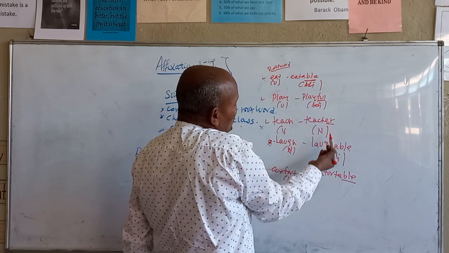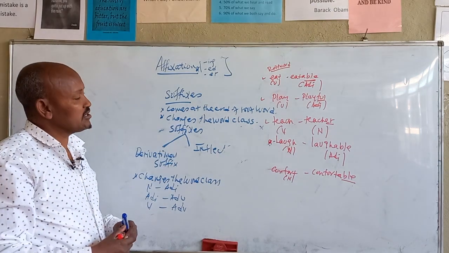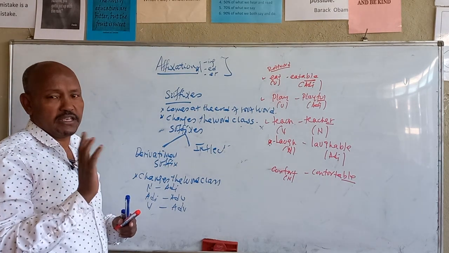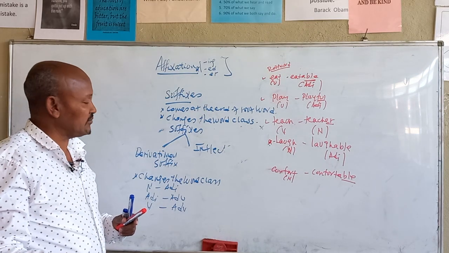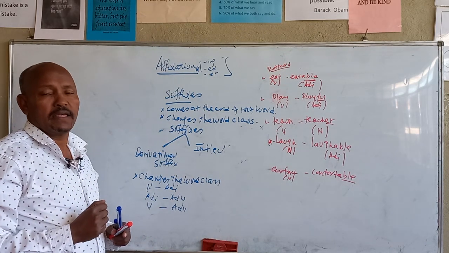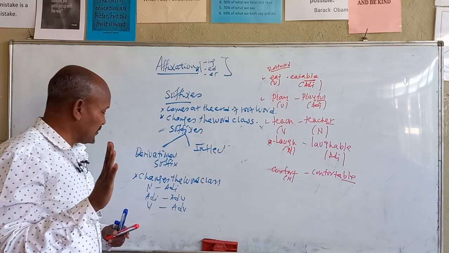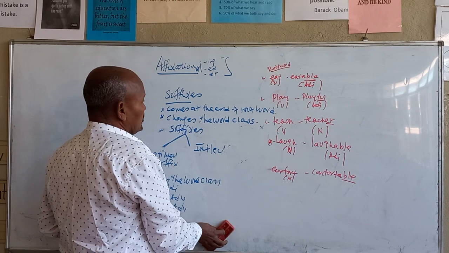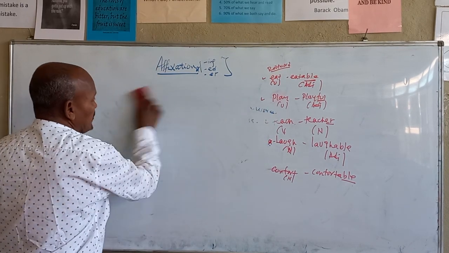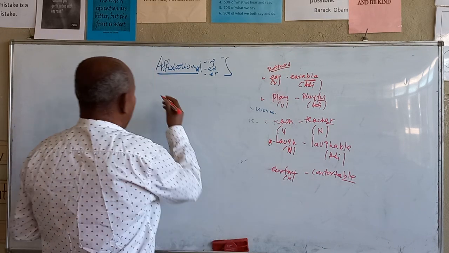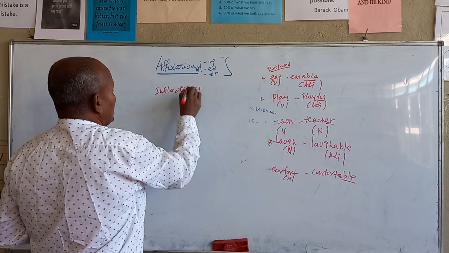This kind of word formation is derivational suffixes. It changes the word class, but not the meaning itself. The verb changes into the adjective, the adverb changes into the adjective. All these are grouped under derivational suffixes. Derivational suffixes. Let's come to the inflectional suffix. Inflectional suffixes.